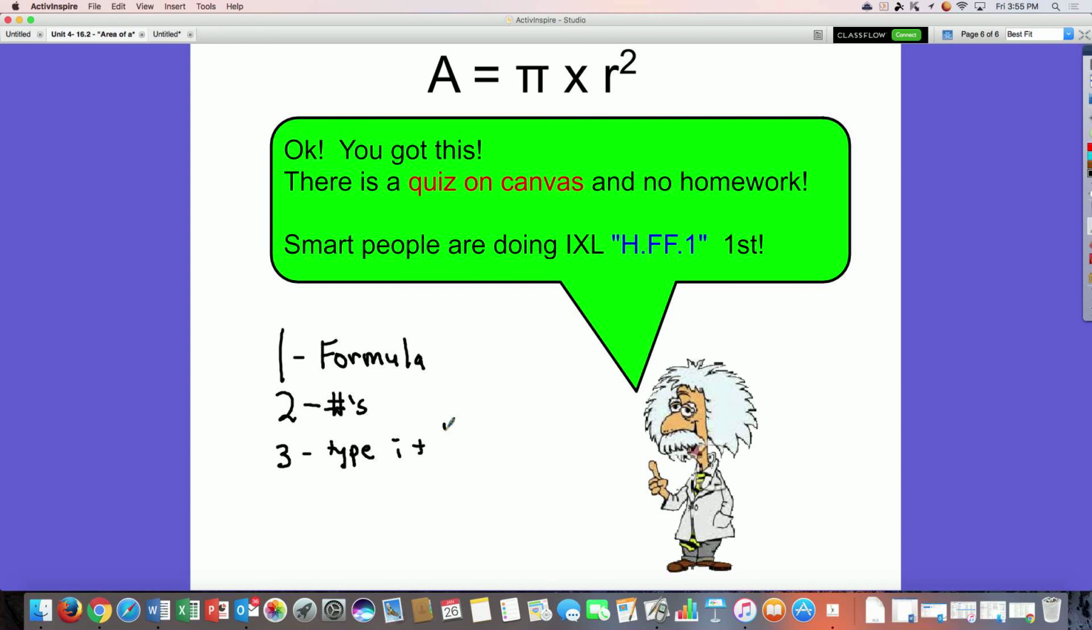Now, if you're smart, which I know you are, go through IXL lesson H, not I, lesson H, HFF1. It's actually starred on there, so you know which one it is, HFF1. I would practice doing a few circumference and area problems on there before I took the quiz. The quiz is on Canvas.